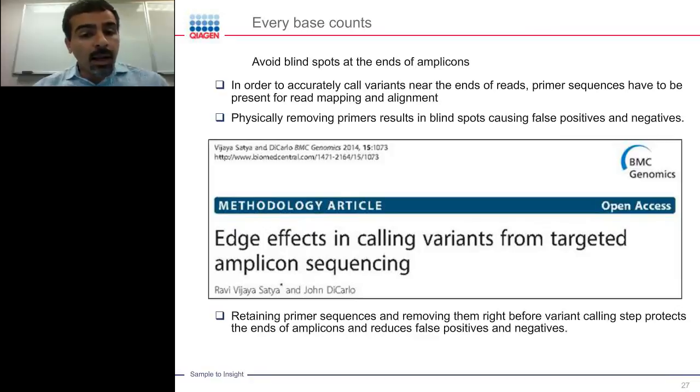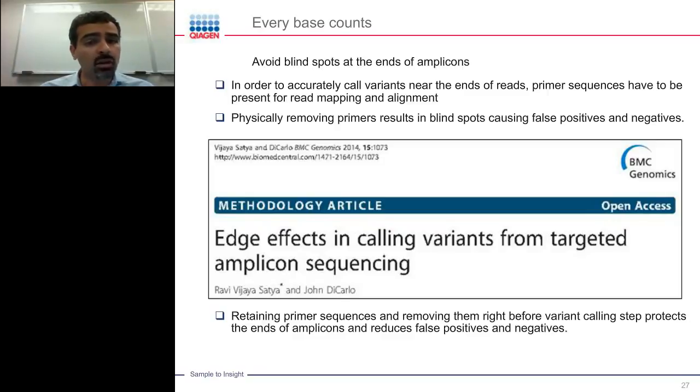Okay, so I mentioned the importance of covering every base in BRCA1 and BRCA2 because they are tumor suppressor genes. Now, anyone who has done sequencing with amplicons understands the challenges of sequencing the ends of amplicons. The ends of amplicons in next generation sequencing tend to be problematic regions because some of the bases towards the ends of amplicons do not get sequenced. It's just the nature of how sequencing works for amplicons. So it is important to protect the ends of those amplicons.